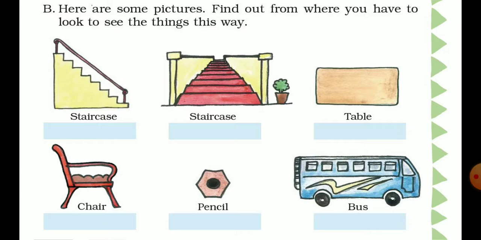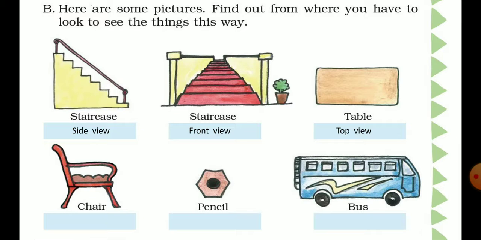Question B. Here are some pictures. Find out from where you have to look to see the things this way. First picture is of a staircase. If you look at the staircase from the side, it will look like this. Second picture is also a staircase. If you see the staircase from the front side, it will look like this. Third picture is of a table. If you see the table from the top side, it will look like this.